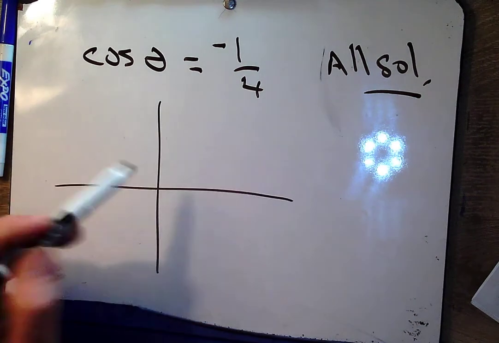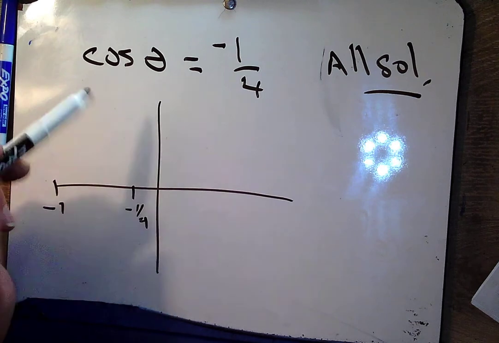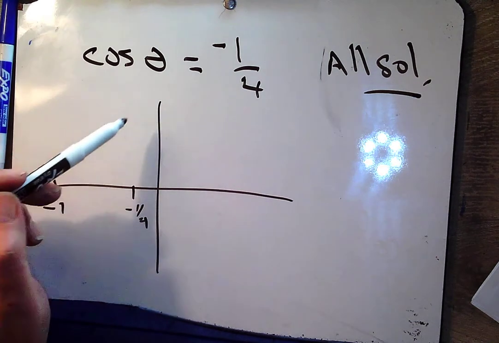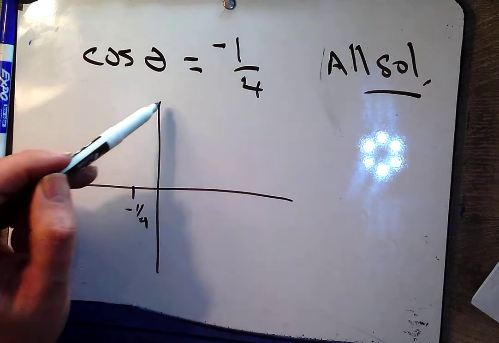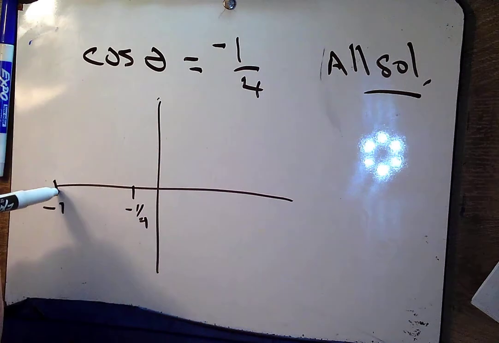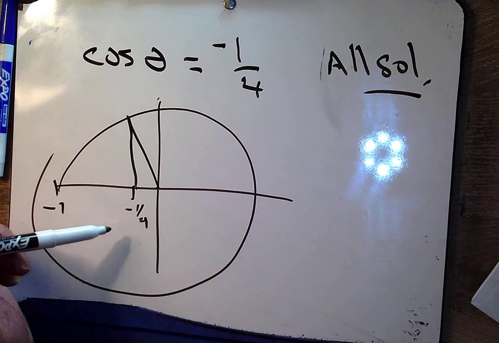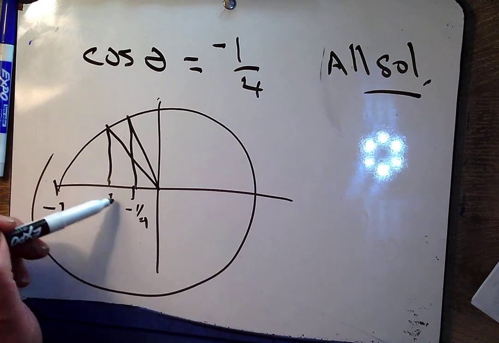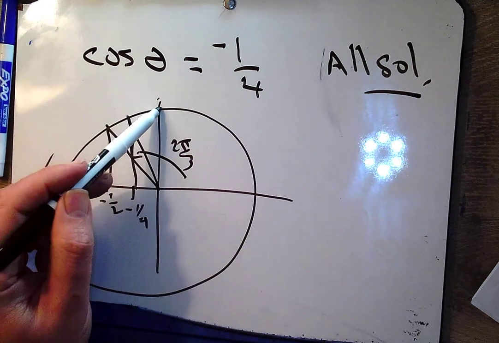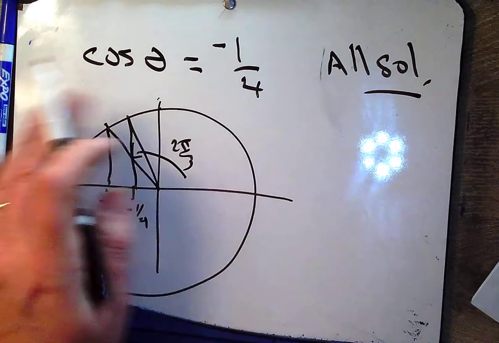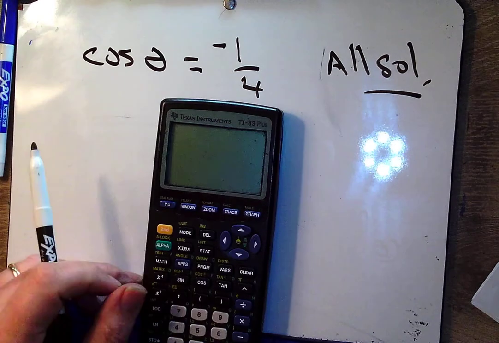I know that cosine is the x values, and if this is negative 1, negative 1/4 will be over here. If I'm thinking about my unit circle values, I'm looking at this angle here, but I don't know what that angle is. I know that negative 1/2 is 2 pi over 3, so this is between pi over 2 and 2 pi over 3. That's all I know about this. That's why this problem is only done these days with a calculator.